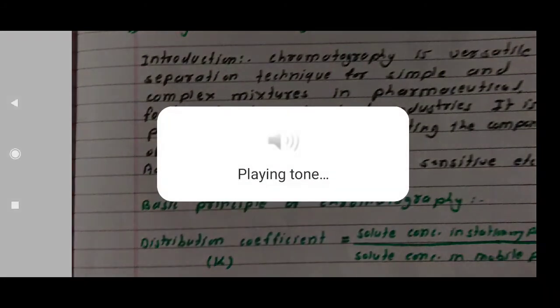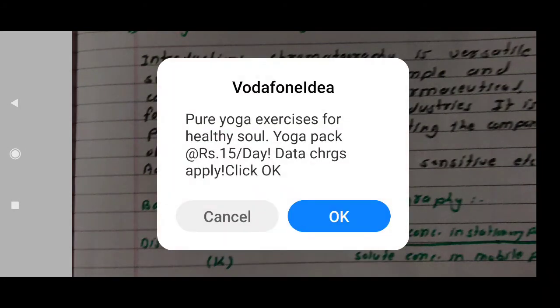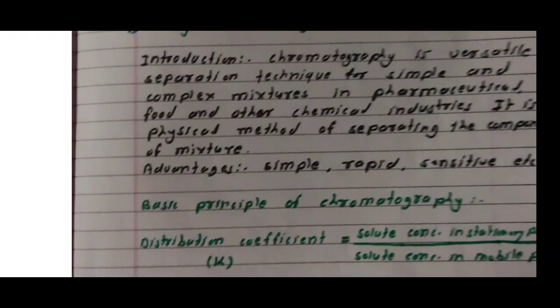It tends to carry this solute forward along with it. At the same time, the stationary phase, due to its adsorption or solvent or ion exchange power, exerts a retarding force. It tends to retain the solutes there itself. The extent of these two forces is not the same for different solutes.